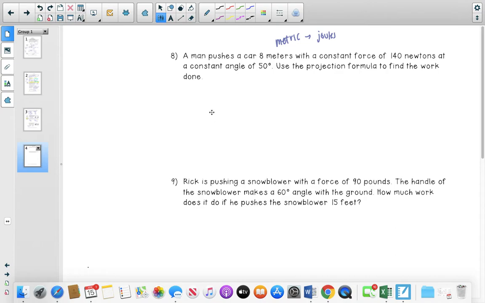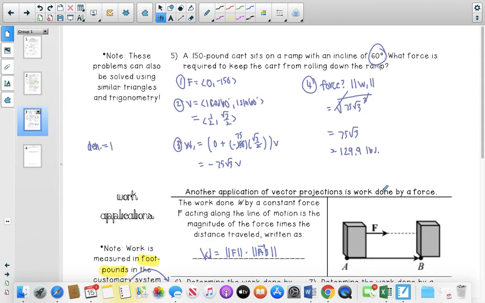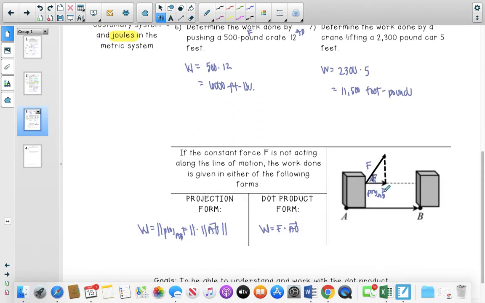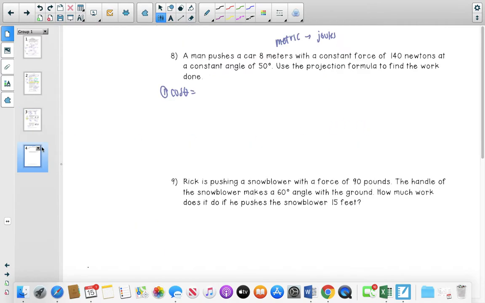Okay, so in this situation, the first thing you're going to do is find out cosine of theta. Now cosine of theta, just to show you, is adjacent over hypotenuse. Well, in this situation, this is the adjacent and this is the hypotenuse. So we're going to do the projection of F over F. Okay, so I'm going to write that down.